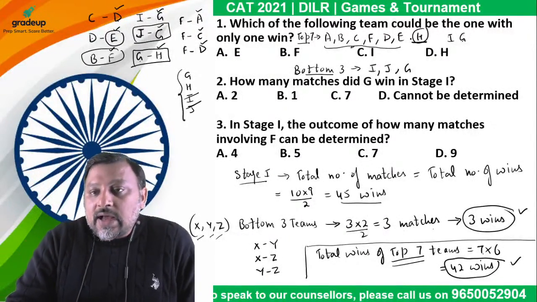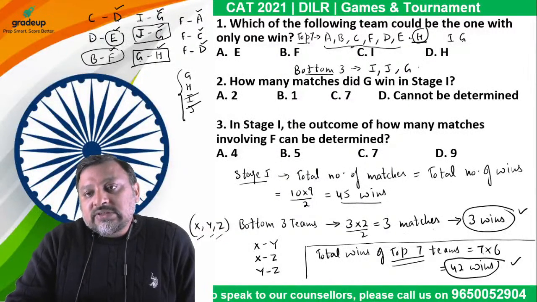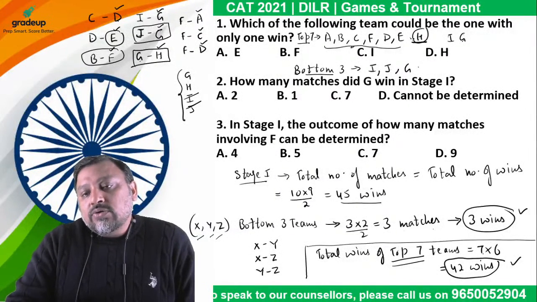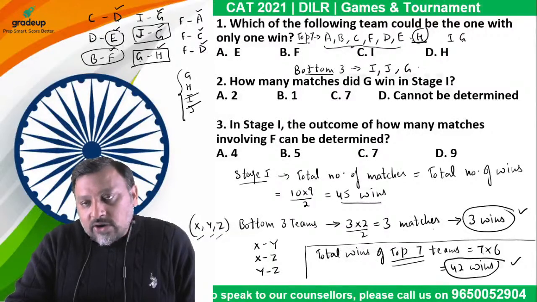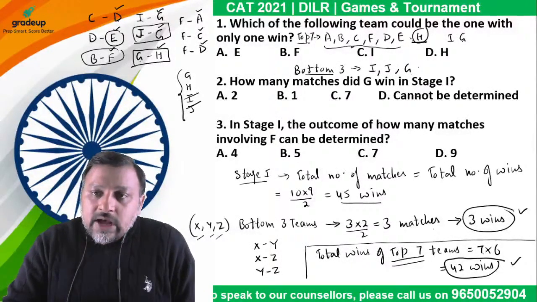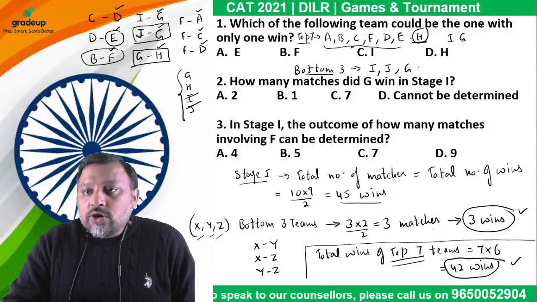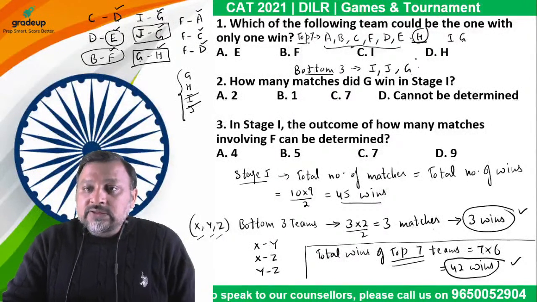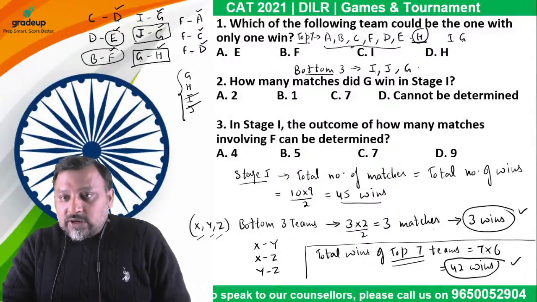Okay, so if G is here and H is here, which is not possible. If G were here, then H would also be here. So both cannot be here. So only H can be here and G belongs to this. So I think now we can answer all the questions. Could be one of the teams with only one win. Okay, so these are the bottom 3 teams.